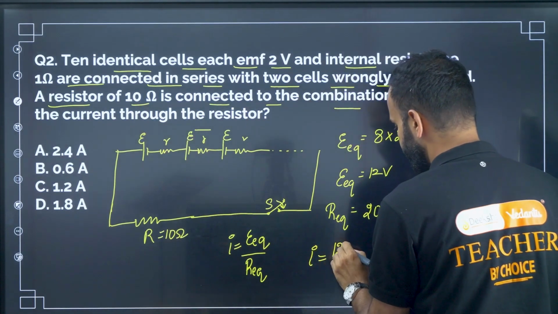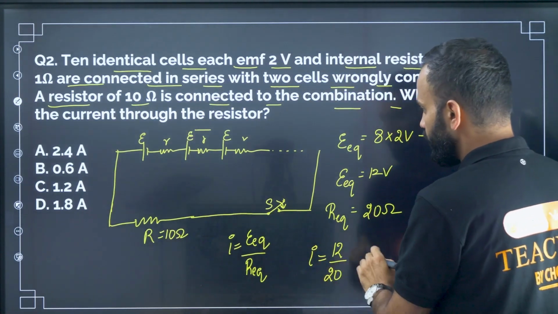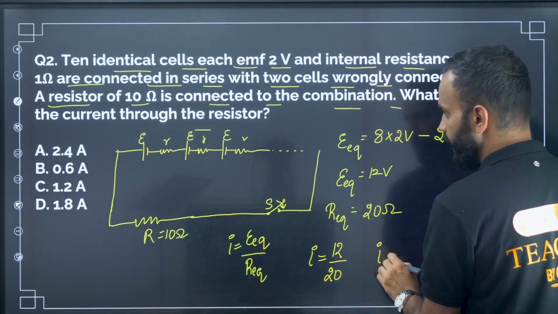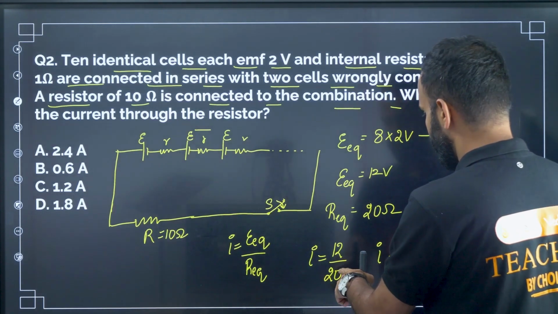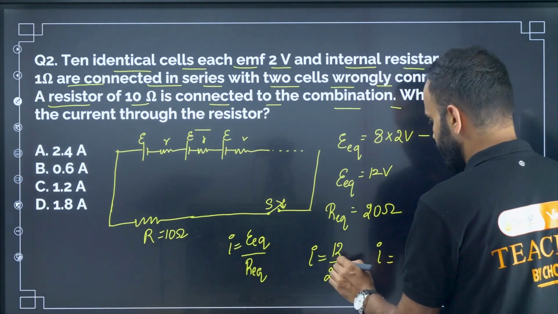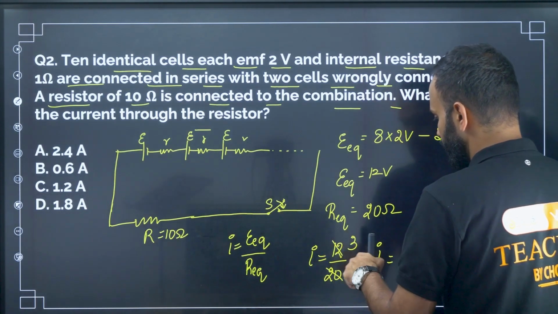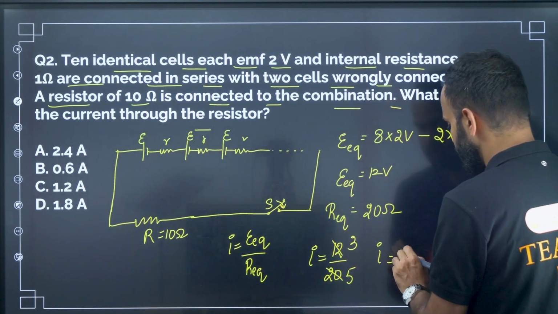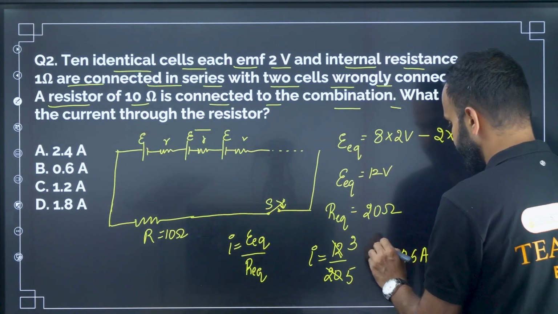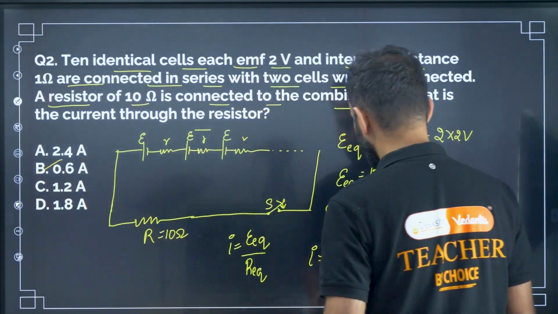12 volt divided by R equivalent, which is 20, right? Solve this, you will get I equal to 12 by 20. 12 by 20 is 0.6, because 4 3s are 12 and 4 5s are 20. So 3 by 5 is 0.6, so 0.6 ampere. So the correct option is B.